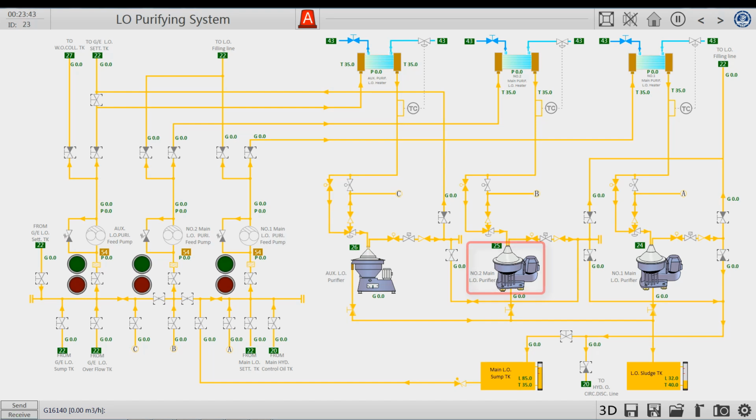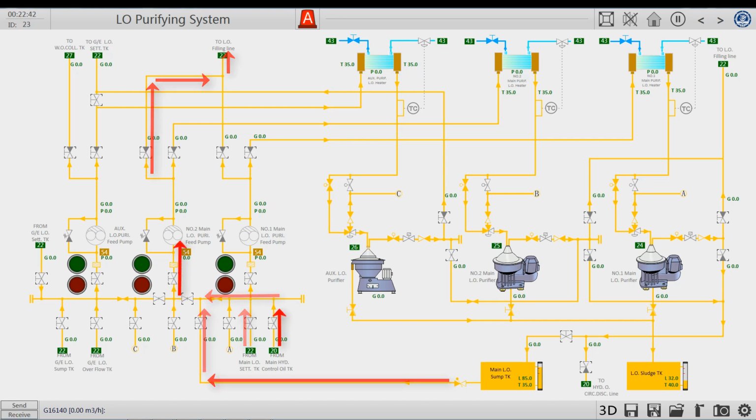Let's take a brief introduction of the number 2 main oil separator. We can see the main sources are as follows: main engine lubricating oil circulating tank, main engine lubricating oil settling tank, and main engine hydraulic control oil tank. Select the desired oil source and open the appropriate valve. Through the supply pump, one way goes back to the lubricating oil refueling pipeline directly. At this time, the oil supply pump of the separator works as a transfer pump.